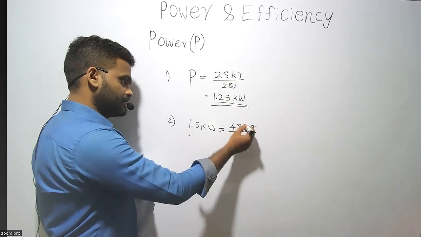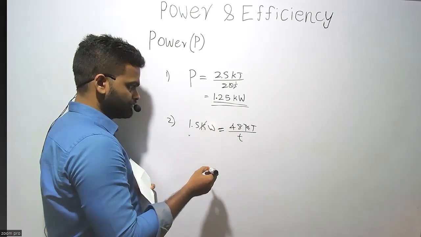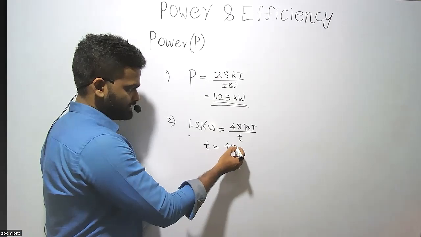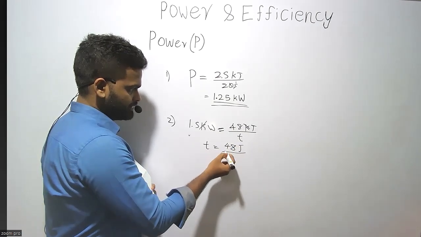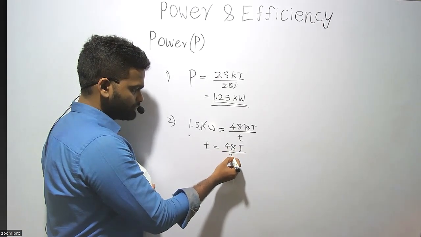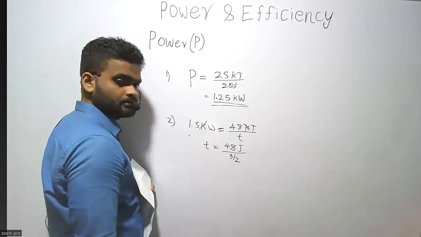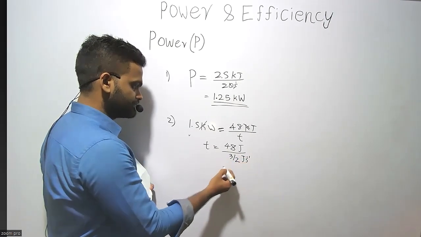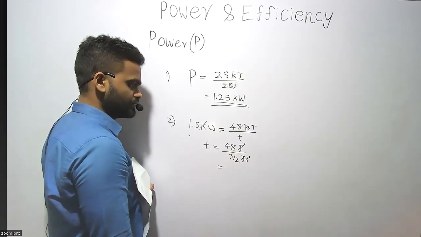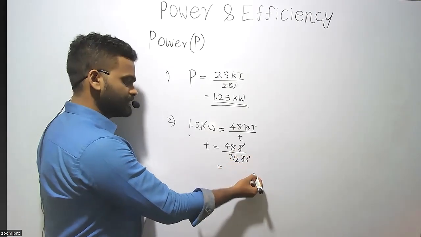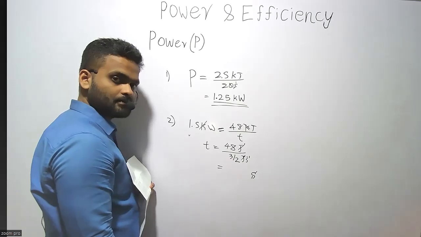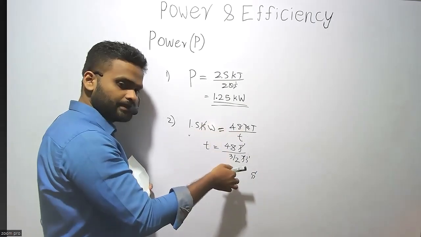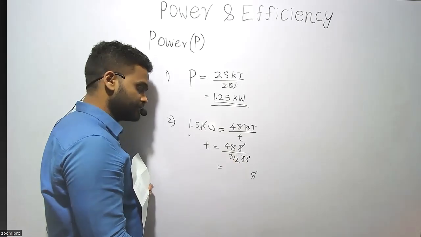Okay, so kilo cancels off. Take time to this side. So 48 kilojoules divided by 1.5. 1.5 means 3 over 2. Watts means joules per second. Joule cancels off. As it goes up, it becomes seconds. You don't have to write units, right? I'm including the units because I need to clarify things.